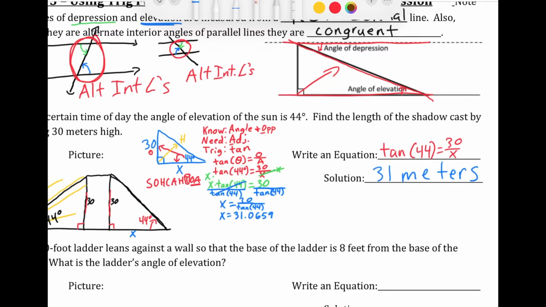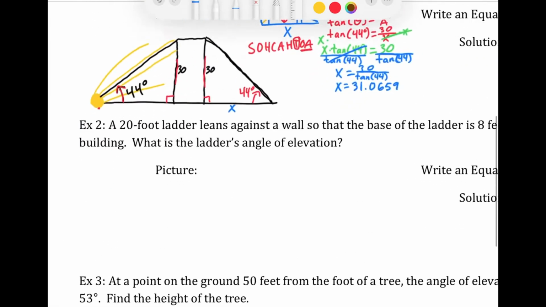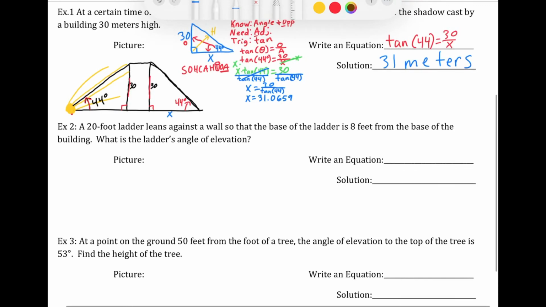Number 2 is a little bit simpler. So you have a 20-foot ladder that leans against a wall so that the base of the ladder is 8 feet from the base of the building. What is the ladder's angle of elevation?